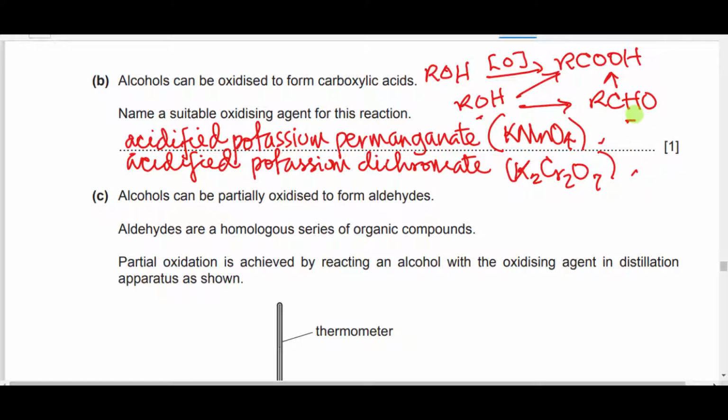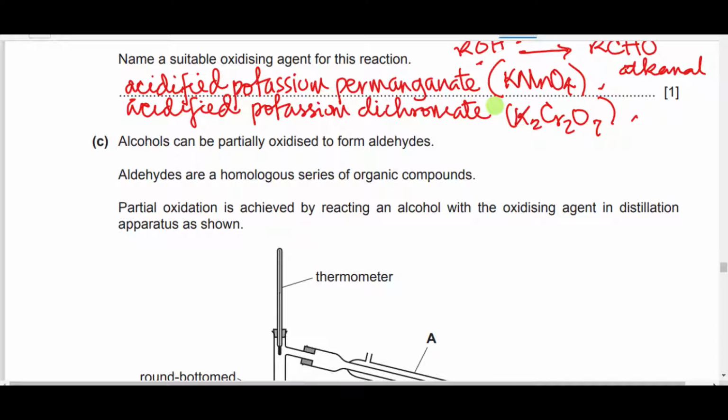When that happens, the alkanal can undergo further oxidation to form carboxylic acids, by the same oxidizing agent. Or if the oxidizing agents are in excess, the alcohol can completely oxidize to carboxylic acid. We call that complete oxidation. So the answer to that question is acidified potassium permanganate or acidified potassium dichromate. Let's add 6 here.